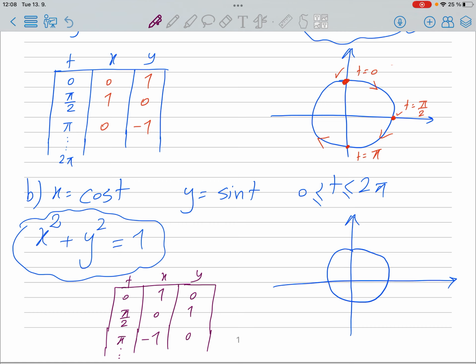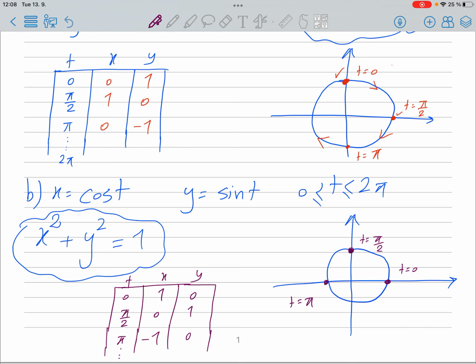So therefore what you have on the map is that, take t to be 0, then x and y is equal to 1 and 0, which is exactly this point, for t is equal to 0. For t is equal to pi over 2, x and y is equal to 0 and 1, which is exactly here, t is equal to pi over 2. And for t is equal to pi, x and y is equal to minus 1 and 0, which is exactly here for t is equal to pi.